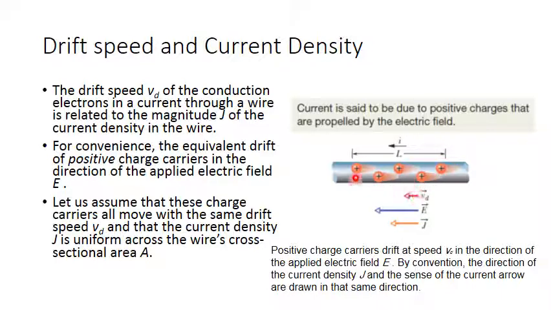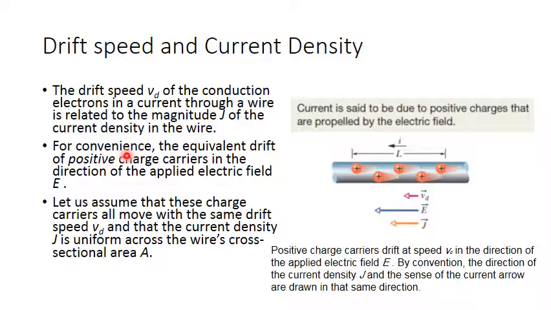The current density will be in the same direction as the electric field, in the same direction as the motion of the positive electric charges. So current is said to be due to positive charges that are propelled by the electric field. The drift speed Vd of the conduction electrons in the current through a wire is related to the magnitude of the current density J of the current in the wire.